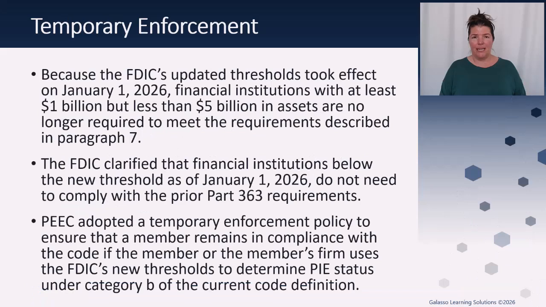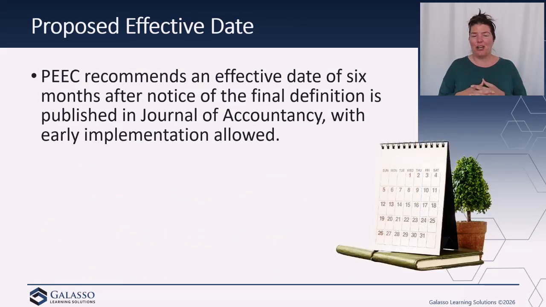Now, because this effective date was January 1st, and we had to obviously put this out for public comment, they are doing a temporary enforcement because the FDIC has clarified that because the new threshold was effective January 1st, they do not need to comply with Part 363 if they're no longer in the threshold. So we're also including a temporary enforcement policy that says, while we're working this out through the normal due process, putting it out for public comment, getting feedback, issuing and finaling, we would not find someone non-compliant if they were to use a new threshold, even though it's not compliant with the actual statement in the standards. Because this is already effective, we are doing a pretty quick turnaround.